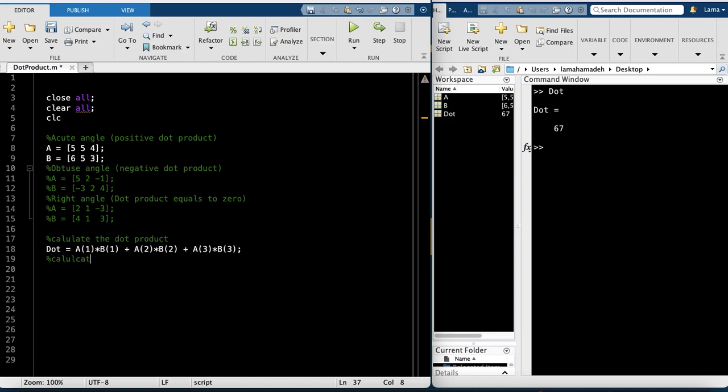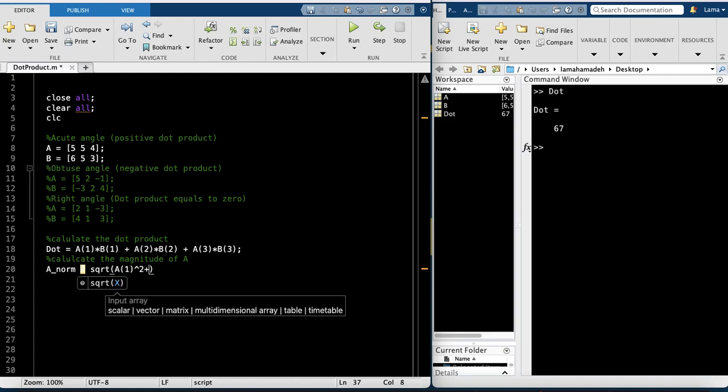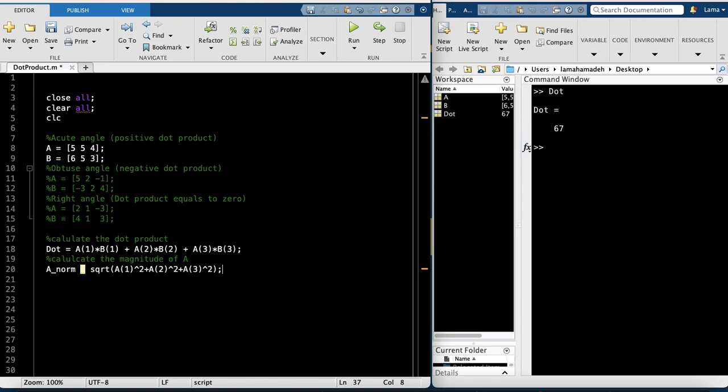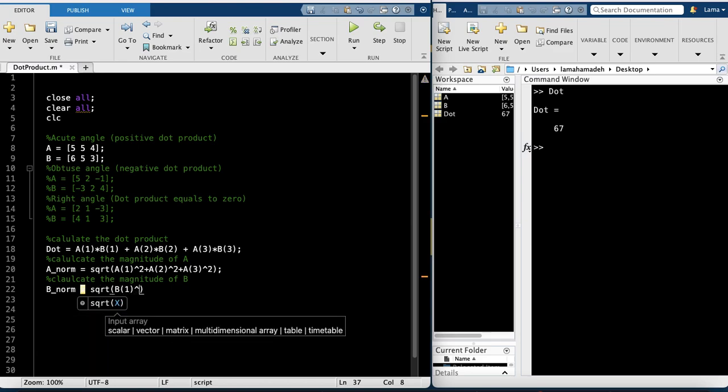So first, I need to calculate the magnitude of A. So I can say A norm equals SQRT of A1 squared plus A2 squared plus A3 squared. That's the magnitude of the first vector. So let's calculate now the magnitude of the second vector, which is B. So B norm, I'm gonna write, so it's a SQRT of B1 squared plus B2 squared plus B3 squared.